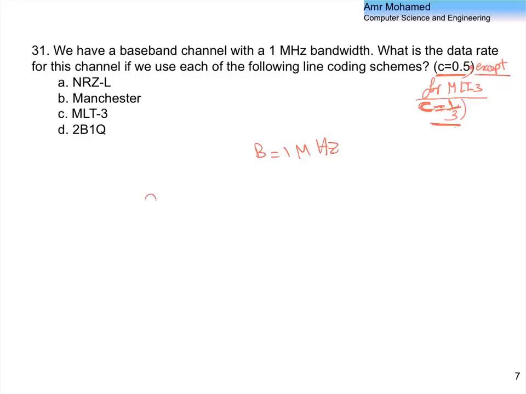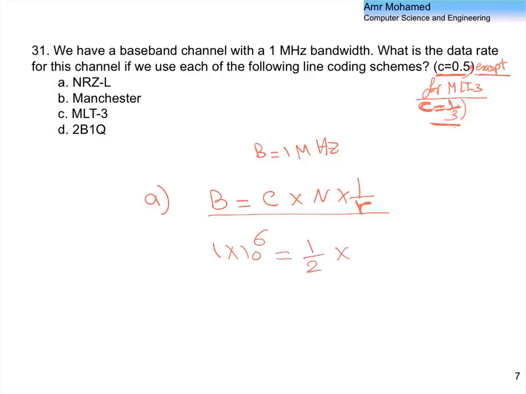So for case A, we know that the bandwidth equals C times N times 1/R. This is valid for all cases, of course. So the bandwidth, which is 1 megahertz, equals the case factor, which is half, times N times, for non-return to zero, remember R is 1, which is the number of bits divided by the number of signal elements. So this leads to the fact that N will be 2 megabits per second.